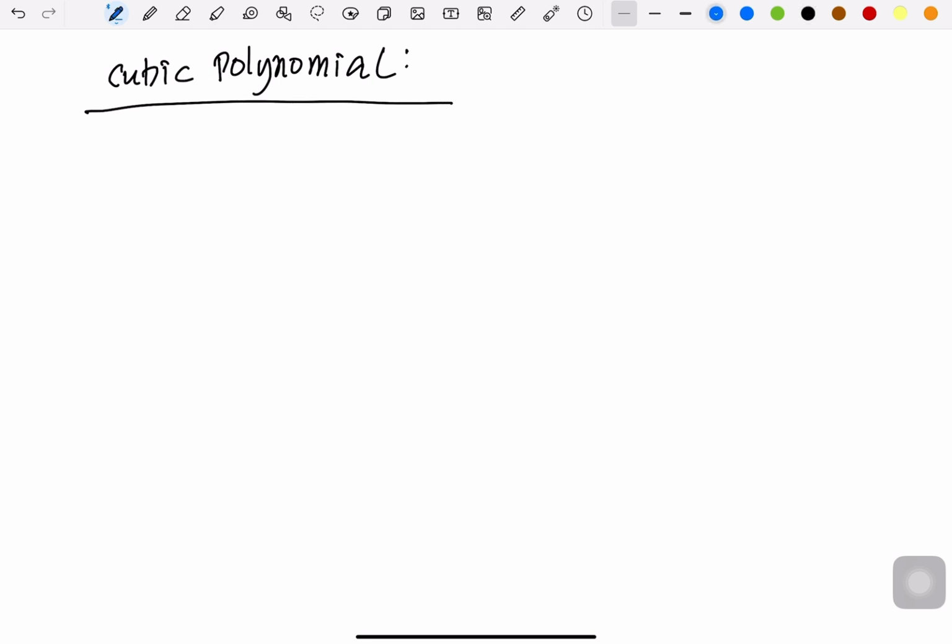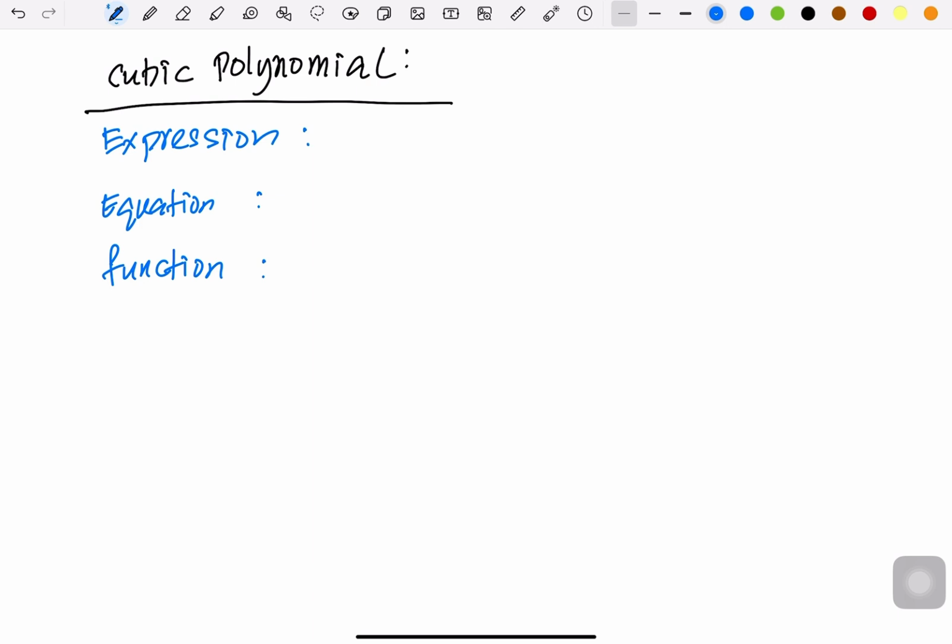Okay, today we'll be doing cubic polynomial. Okay, cubic polynomial. For cubic polynomial, it can be in three forms. It can be in an expression form. It can be an equation. It can be a function.